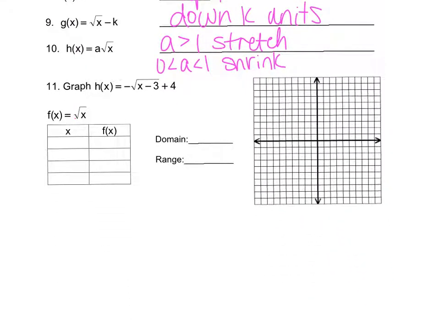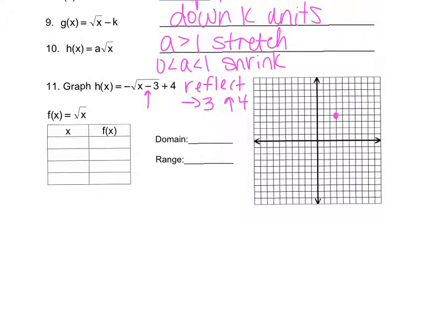All right, let's take a look at 11. So we're given a function, we're going to write our transformations down, and then we're going to graph it. So the negative in front will reflect it. And then under your square root, it's x minus, so it's going to be going to the right 3. And then up 4. Same as yesterday, we're always shifting our 0, 0 point first. So I'm going to shift it right 3 and then up 4.